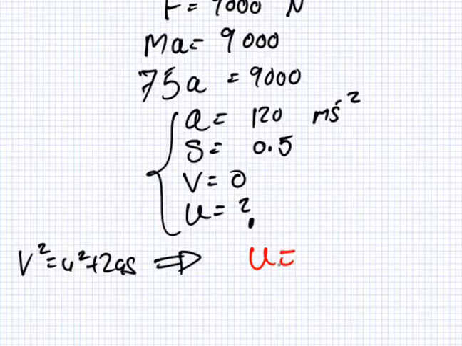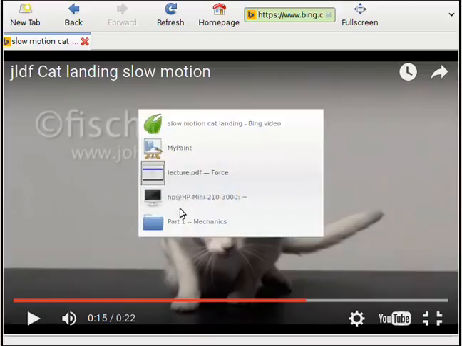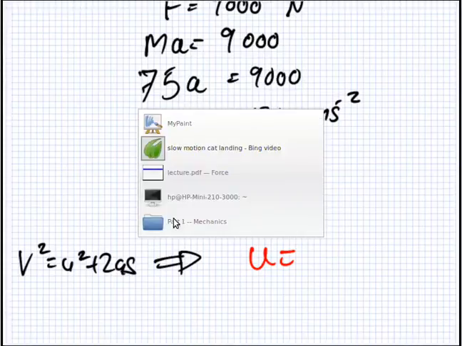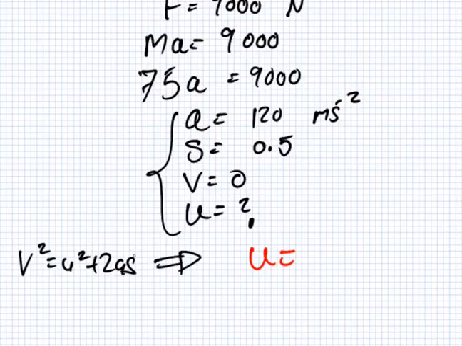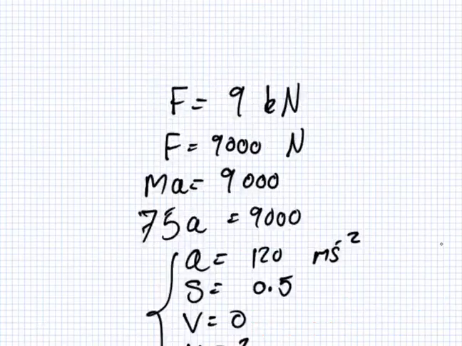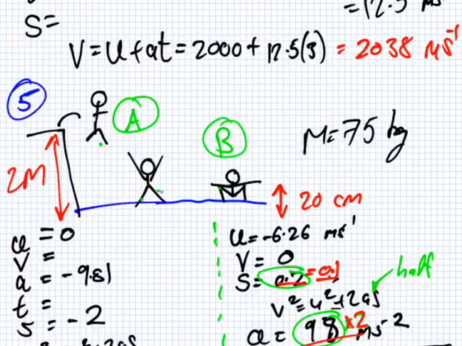Okay. Now the second part here. If he bends his legs only 10 centimeters, do you think the force will increase or decrease? Increase. In fact, if the only difference is that this is 10, then it will be twice as big, because this number here will be half the size. So just to get straight to the answer, in the second part, if he only bends by 10 centimeters, the answer will be 14.6 kilonewtons.